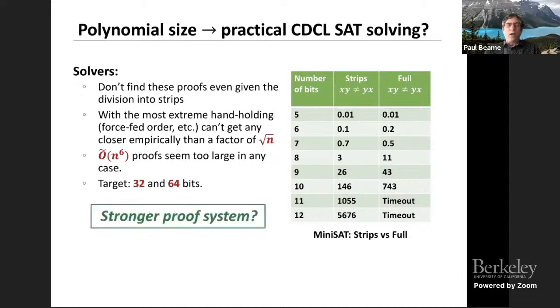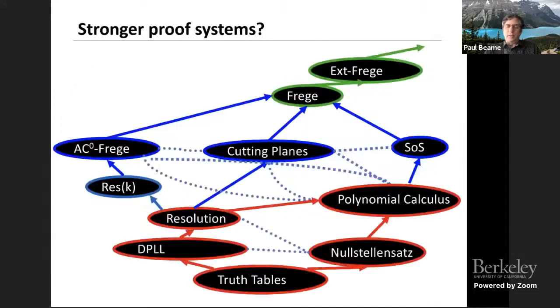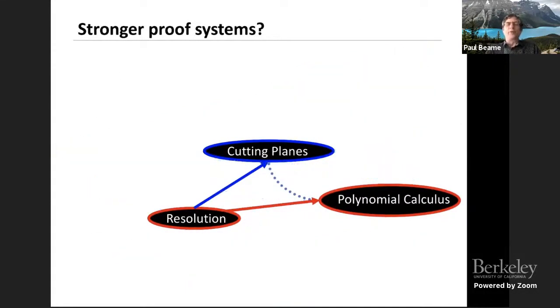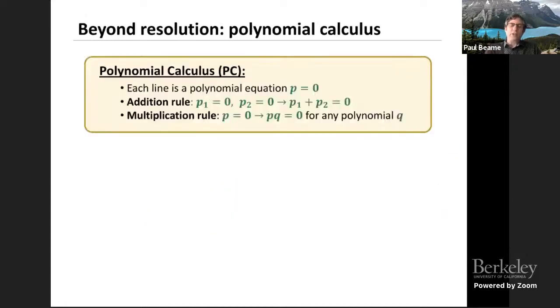So the only solution was to go to a stronger proof system. And here's a number of proof systems we've heard about and their relationships. We're going to focus just on three: cutting planes and polynomial calculus, in addition to resolution. And the polynomial calculus story started in parallel with our work. So, reminding you, in polynomial calculus, you convert each line into a polynomial equation. You have rules of derivation.